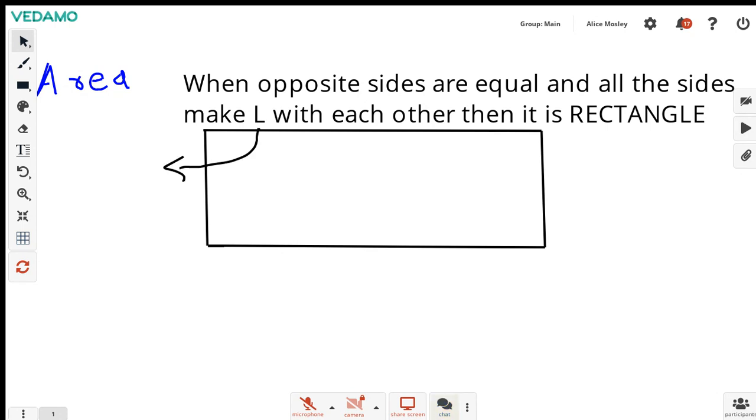L means 90-degree angle. So when you see a box, and every side makes a 90-degree angle with each other and the opposite sides are equal, then that box is known as a rectangle. Please write this down into your notebook.